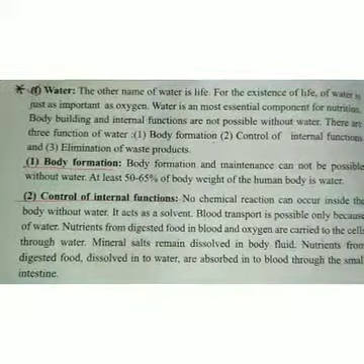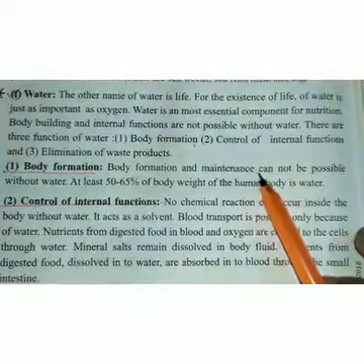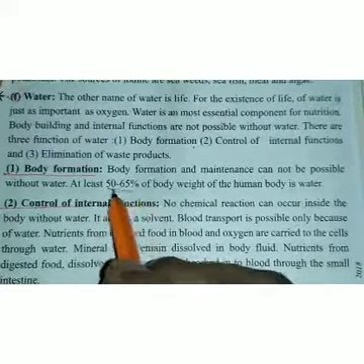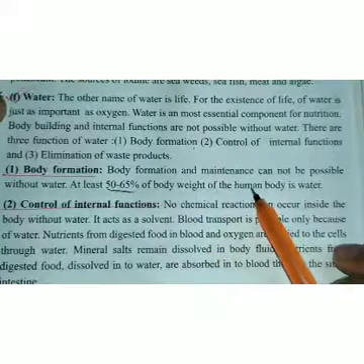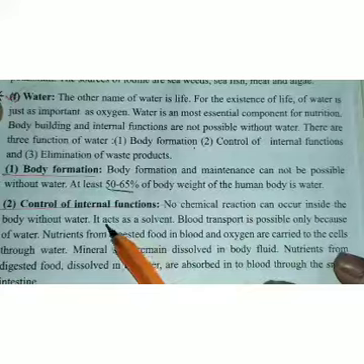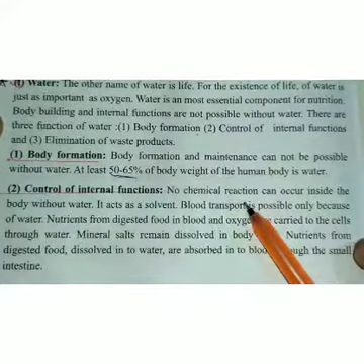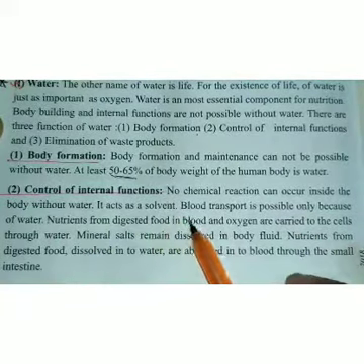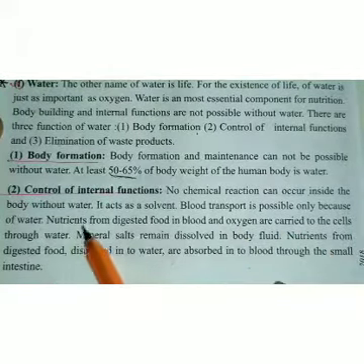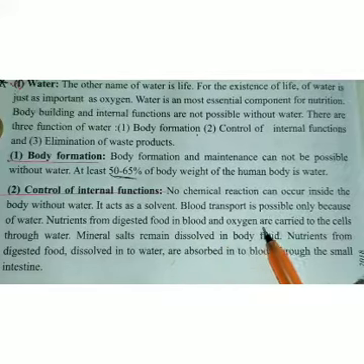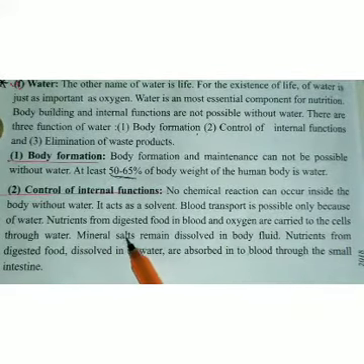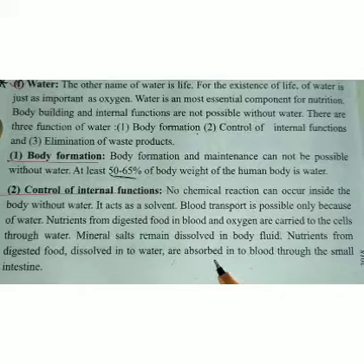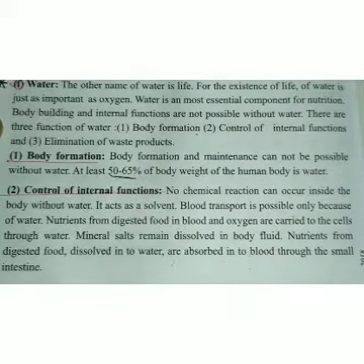Number 1, body formation. Body formation and maintenance cannot be possible without water. At least 50 to 65% of the body weight of the human body is water. Control of internal functions. No chemical reaction can occur inside the body without water. It acts as a solvent. Blood transport is possible only because of water. Nutrients from digested food in blood and oxygen are carried to the cell through water. Mineral salts remain dissolved in water fluid. Nutrients from digested food dissolve in water and are absorbed into blood through the small intestine.